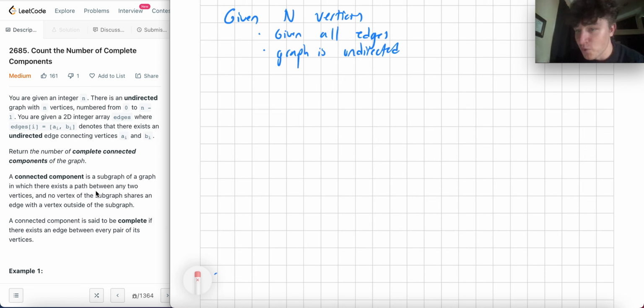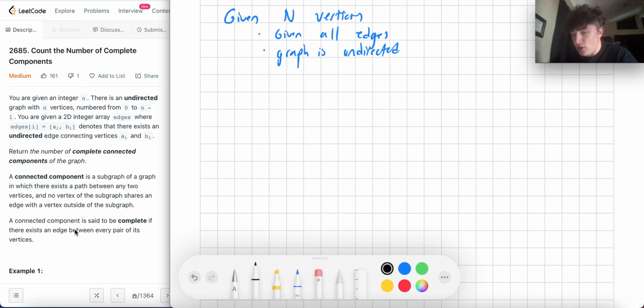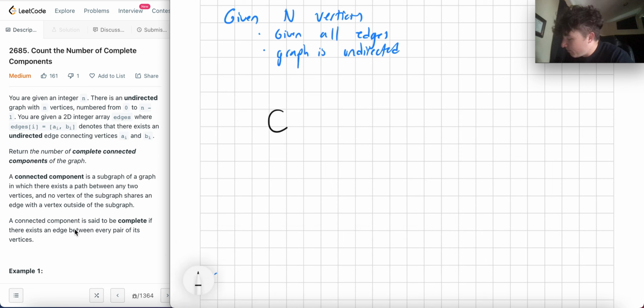Anyways, connected components. We know what they are. We should know what they are. Let's continue. So what is a complete connected component? Well, a connected component is said to be complete if there exists an edge between every pair of its vertices. So what that basically means is I'll draw a few connected components, and then we'll determine if they're complete, again, via just visually looking at it.